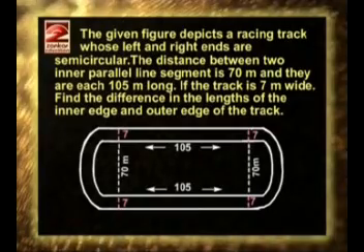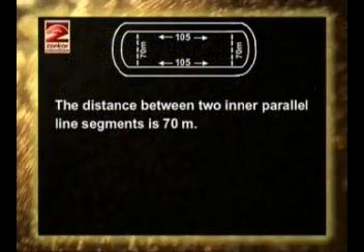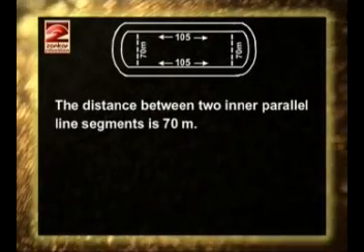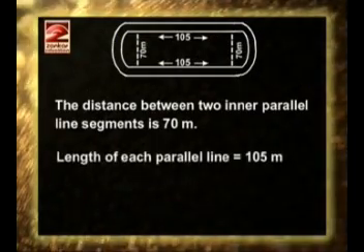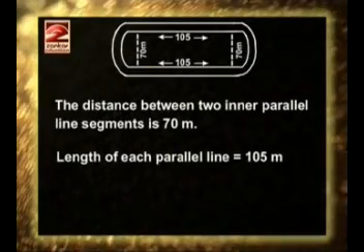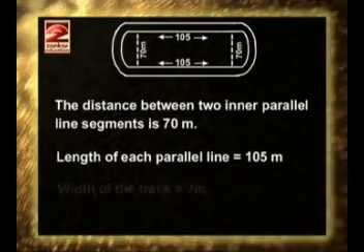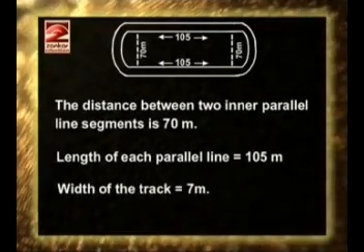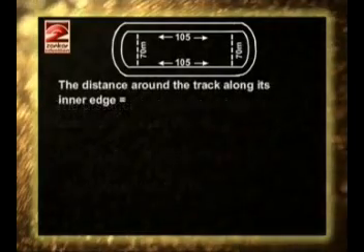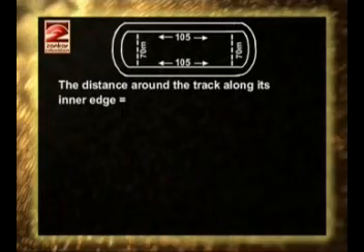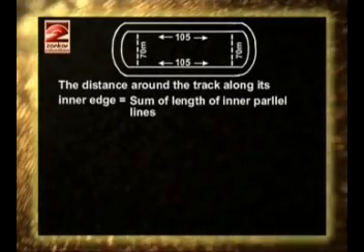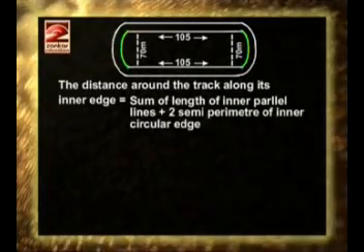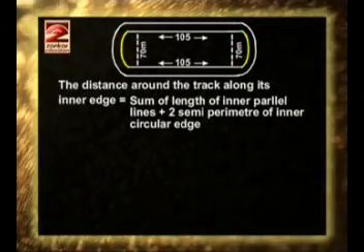Here we have the distance between two inner parallel line segments is 70 meters and length of each parallel line is equal to 105 meter. Width of the track is 7 meters. Therefore, the distance around the track along its inner edge is equal to sum of length of inner parallel lines plus 2 semi-perimeter of inner circular ends.